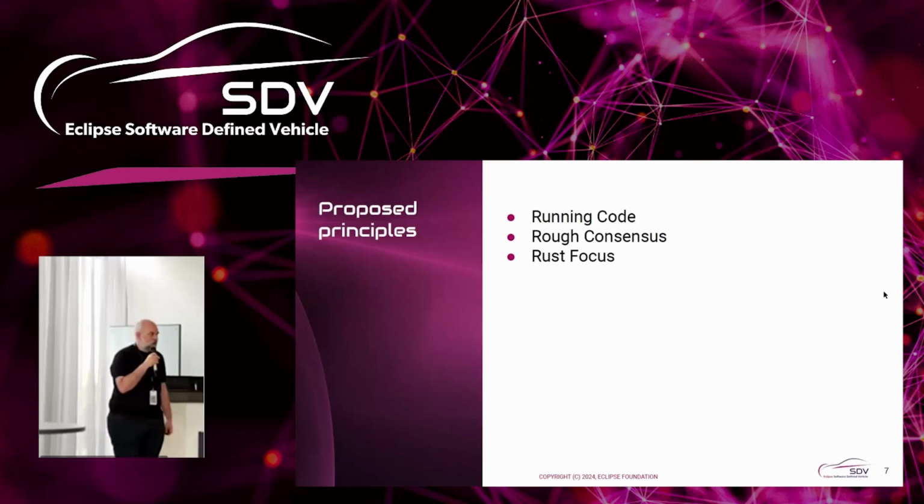And to boil it down again to rather simple principles, I think there's a good combination between putting Rust focus in and taking two of the main principles of the Eclipse Foundation, actual running code and rough consensus, not full consensus, into that group. And I'd really like to figure out if we can put that into a charter in the coming weeks. Thank you very much.